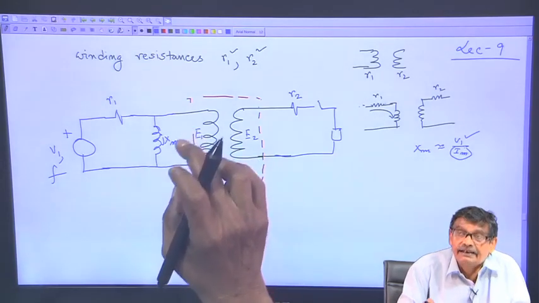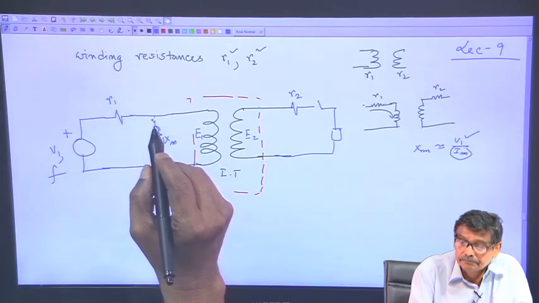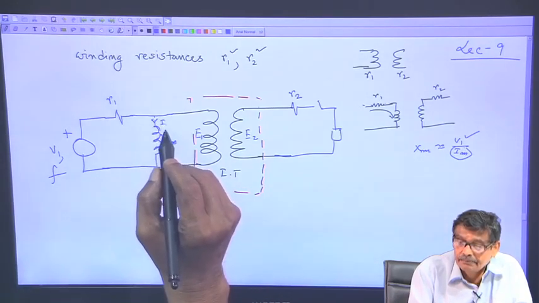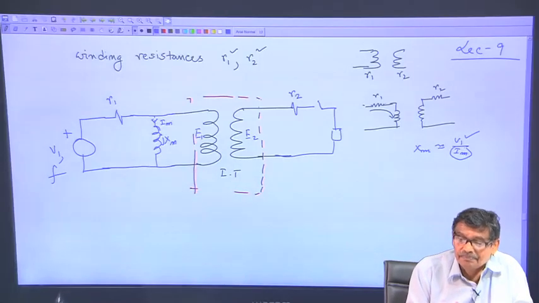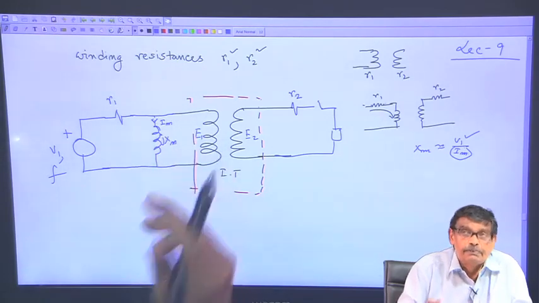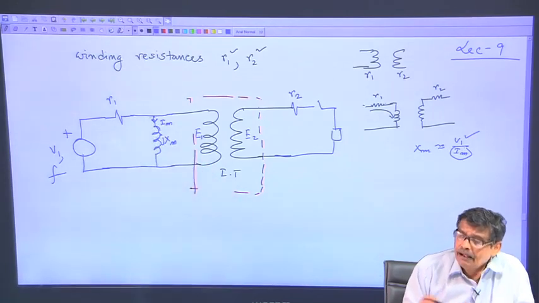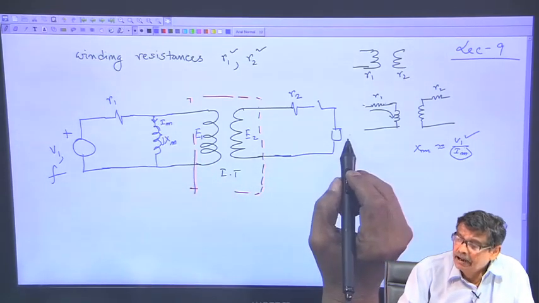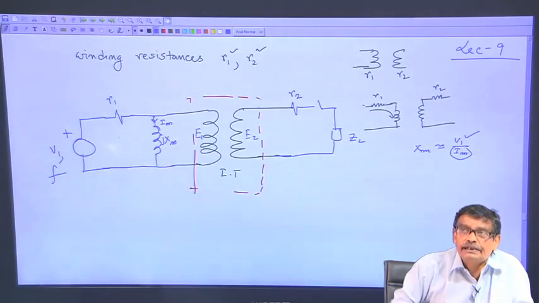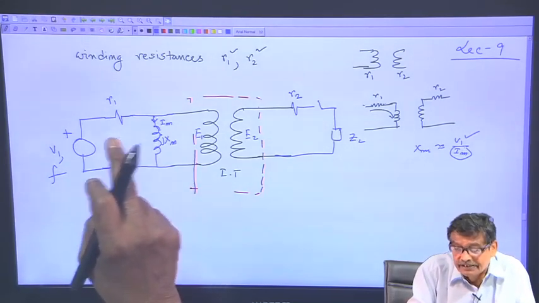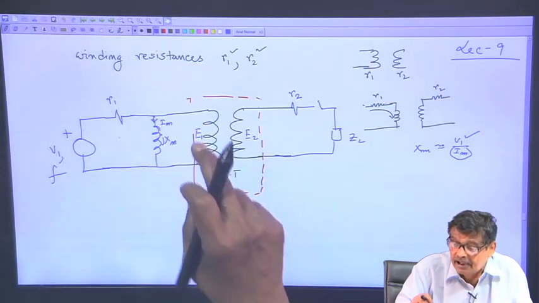Therefore, the magnetizing current I m which will be flowing here is not V 1 by x m, but V 1 minus this drop divided by x m. And as you know, depending upon the degree of loading, the magnitude of the current drawn from the supply will change. Therefore, V 1 minus this drop in this resistance is the voltage coming across the ideal transformer.